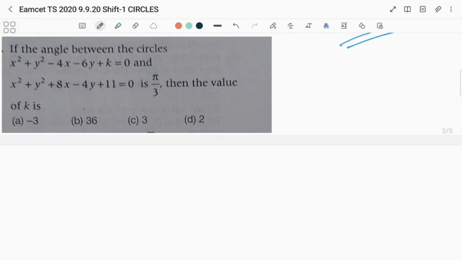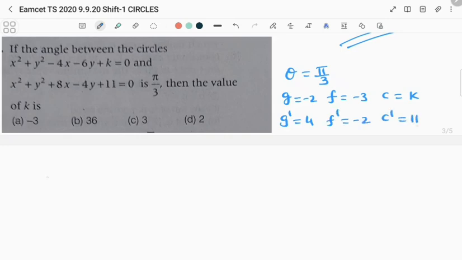So now another question. If the angle between the circles is pi by 3, then the value of k is. So theta equal to pi by 3. First circle, compare with x square plus y square plus 2gx plus 2fy plus c. So g is equal to minus 2, f is equal to minus 3, c is equal to K. Second circle, compare with 2 G dash X. So G dash is equal to 4. 2 F dash Y means F dash is equal to minus 2. C dash is equal to 11.